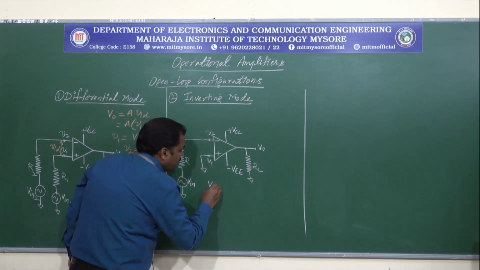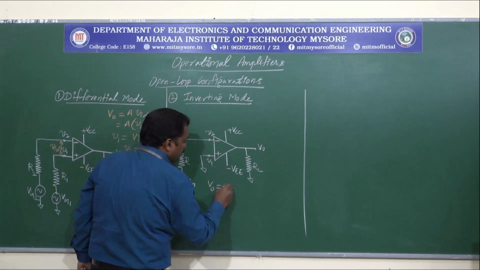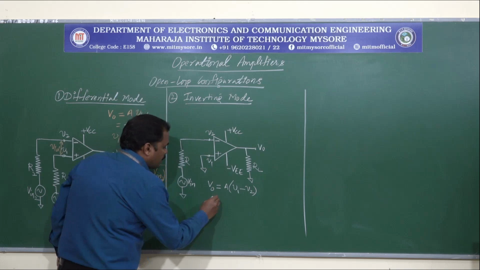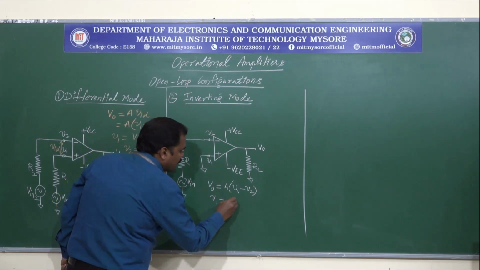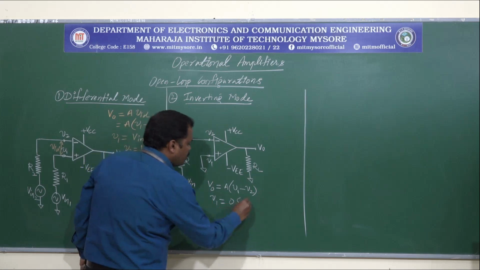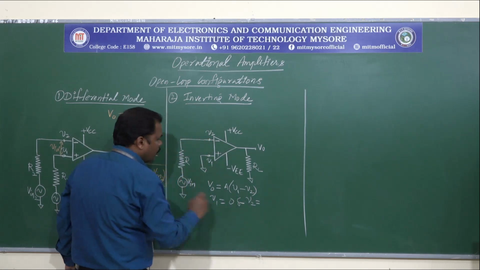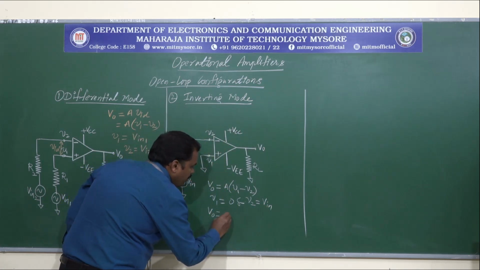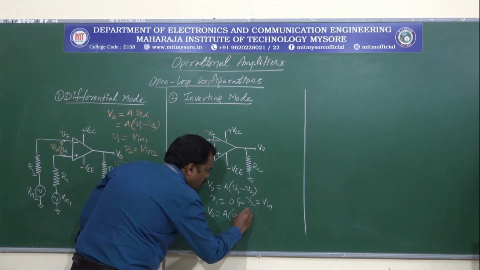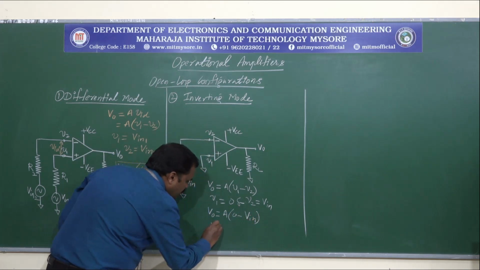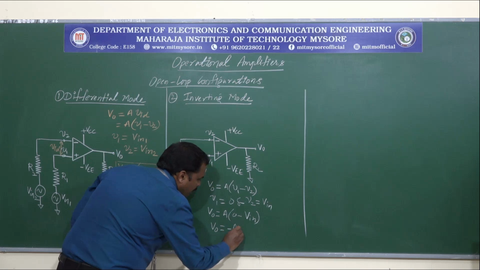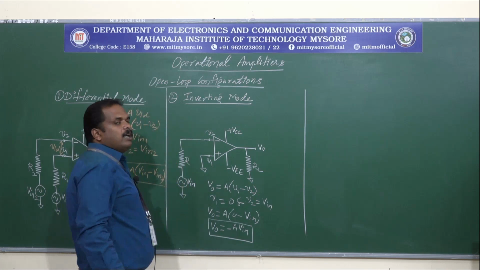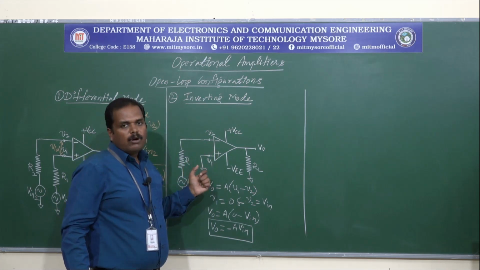Now let us write the expression for output voltage. So generally what we have is A into V1 minus V2, but V1 we have 0 because it is ground potential, and V2 is connected to V in. So the output voltage V0 will be equal to A into 0 minus V in, which is nothing but V0 is equal to minus A into V in. So this is the output voltage for an inverting mode amplifier circuit.